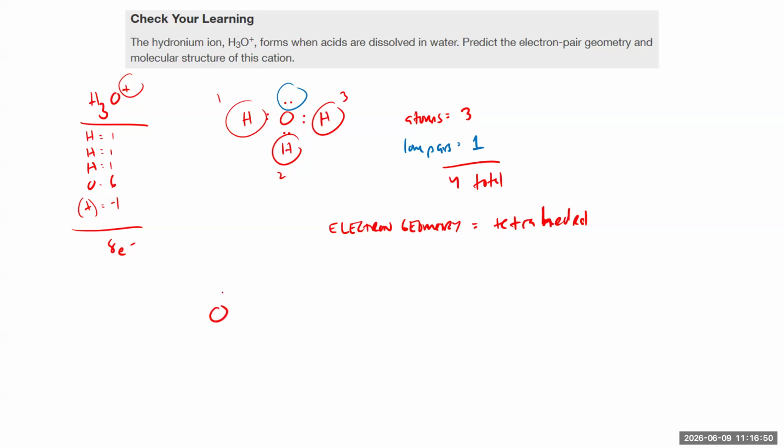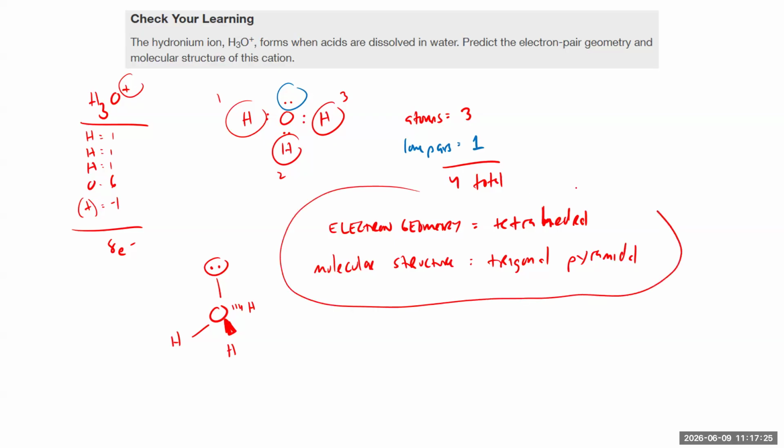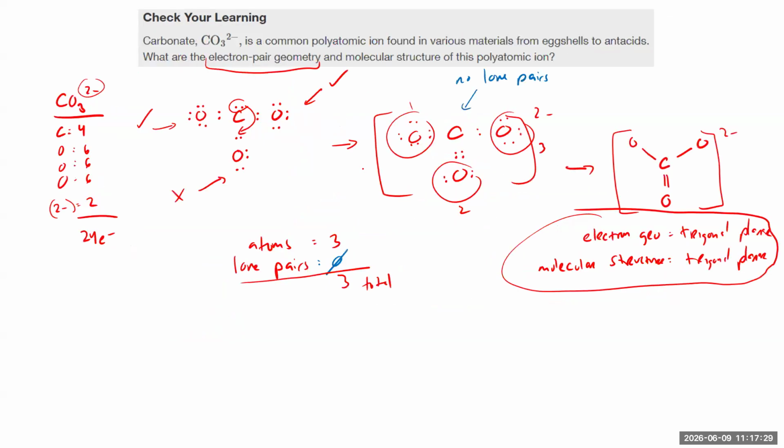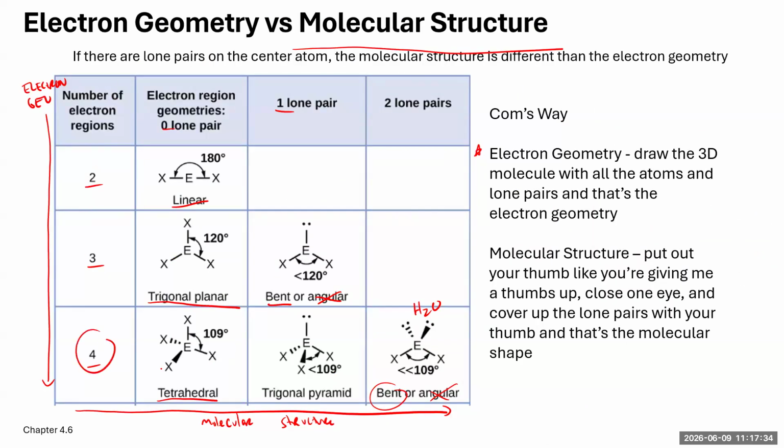Now we have to draw the 3D shape to figure out the molecular structure, or you can use that table. We can go back and check the table out. All right, you're going to take your thumb, cover up the lone pairs. And that's going to be what's called trigonal pyramidal. All right, so again, we have 3 atoms, 1 lone pair. Let's go back here. Right, we have 4 total connections, so it's going to be tetrahedral. Then we want to look over here and figure out, hey, we only had 1 set of lone pairs, so now the molecular structure is going to be trigonal pyramidal or trigonal pyramid.